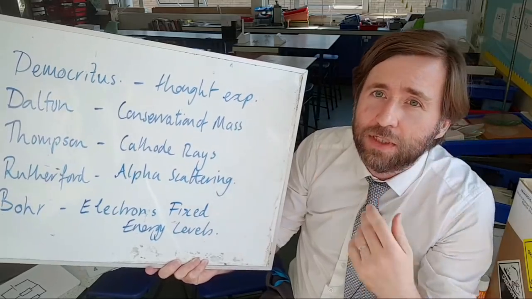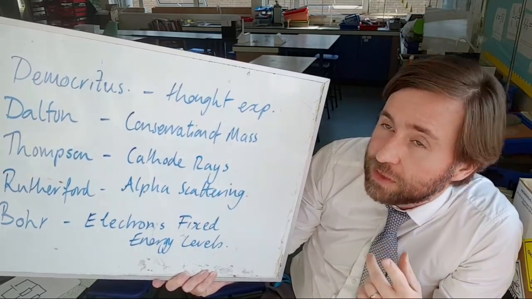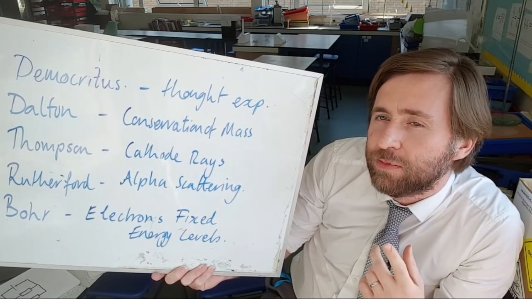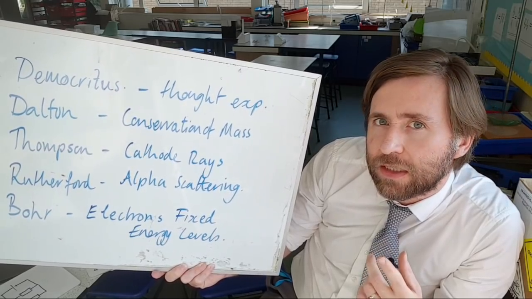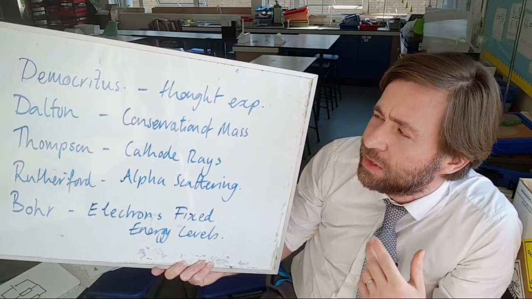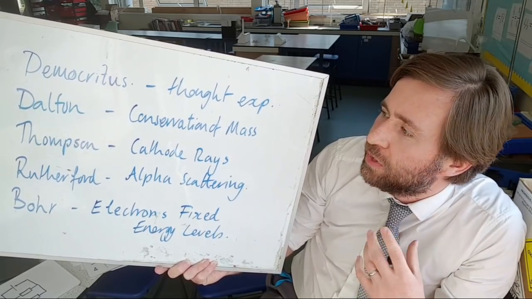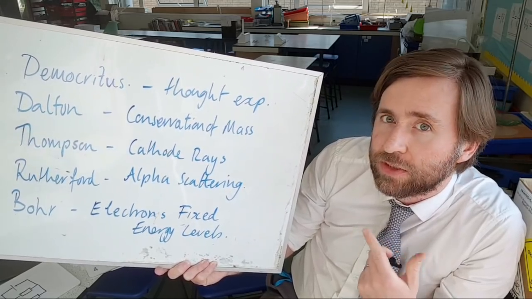Now Thomson was working with things called cathode rays, and a cathode is a negative terminal. So a cathode ray is a stream of electrons, a beam of electrons. He'd worked with these things that must have come from somewhere, and he said they must come from within the atom. So he added to Dalton's idea: well, you can actually divide it, you can get electrons out of it. That's Thomson's evidence for the plum pudding model.